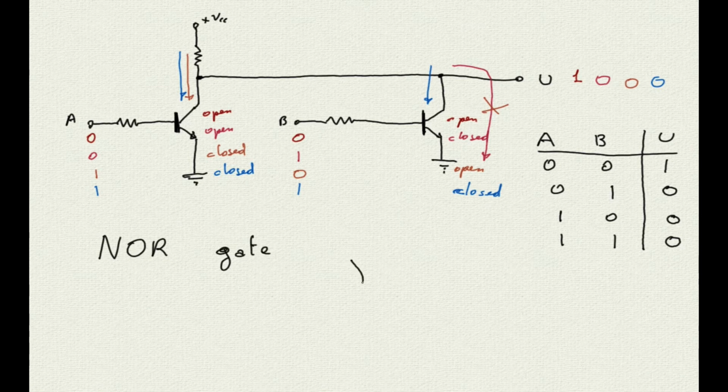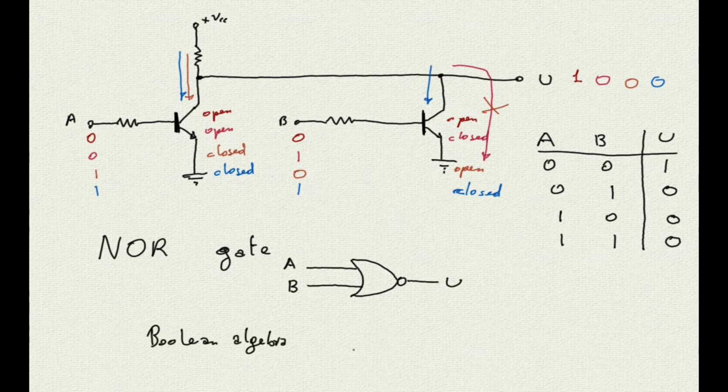The behavior presented by this circuit is called NOR function, and the device is a NOR gate, which has this representation made with 3 arcs, and a circle represents the NOT. In Boolean algebra, we represent this function as U equals NOT (A plus B).